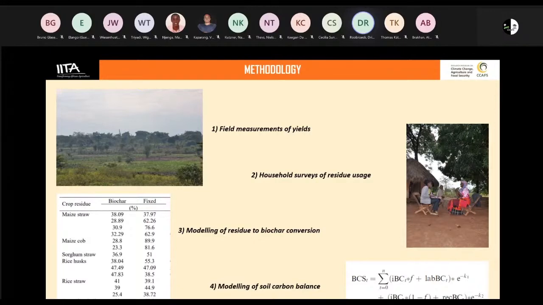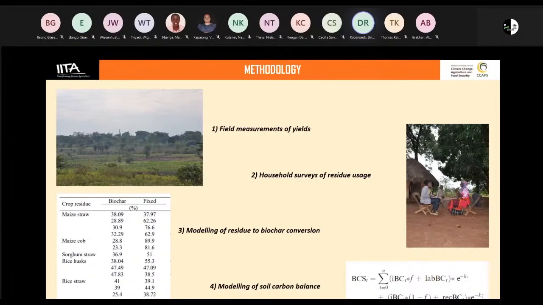Third, we compiled data on the conversion of residue to biochar based on published studies and reverse engineering tools. And last, we used simple stochastic carbon decomposition models for modeling the accumulation of carbon in soils through biochar amendment from residues that are sourced on the same parcel of land.